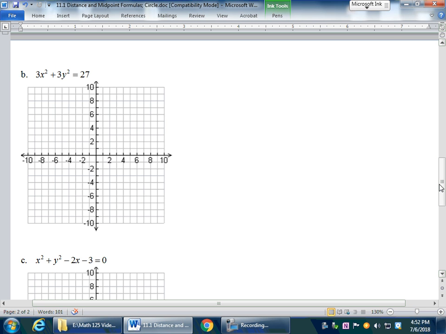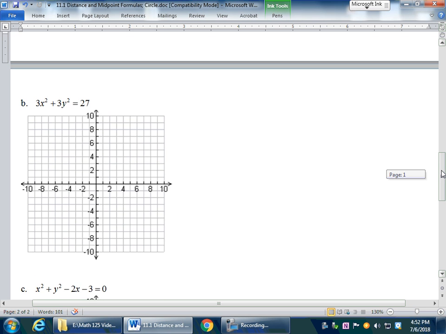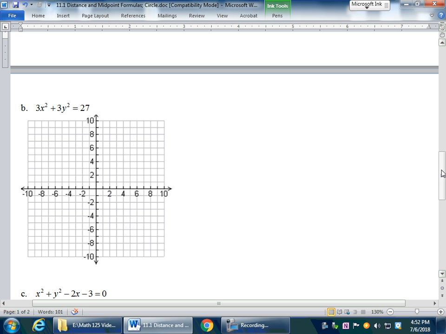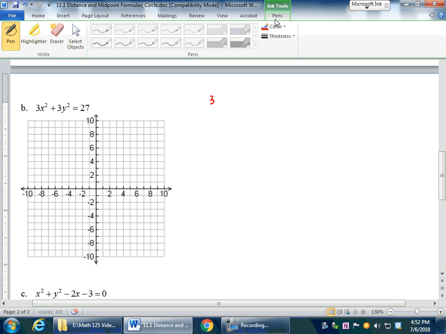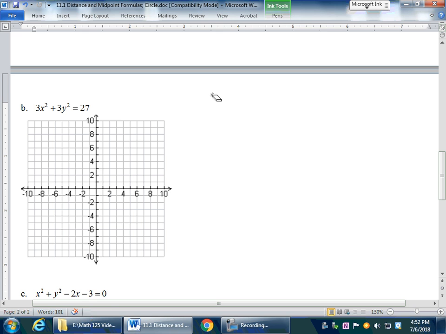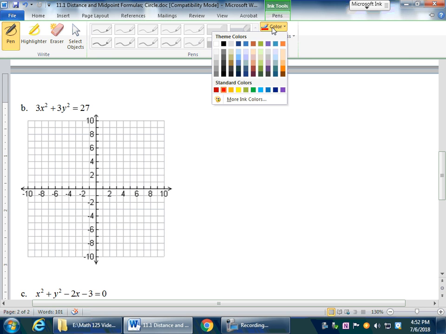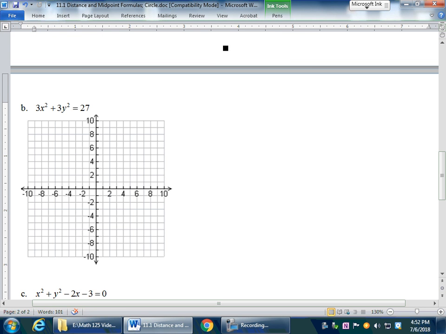3x squared plus 3y squared equal to 27. Remember, in this formula I cannot have any coefficient in terms of x and y. So I divide both sides by 3, so that will be x squared plus y squared is equal to 9.